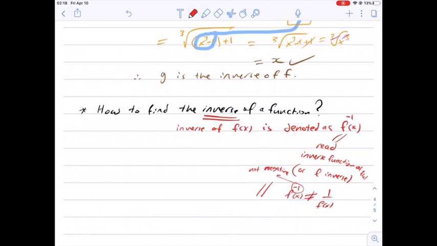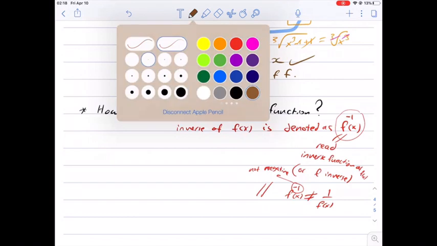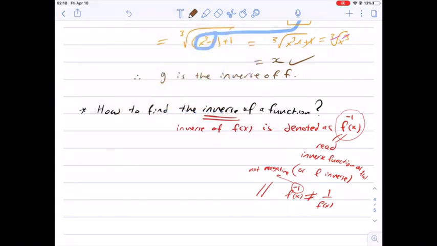This is just a simple notation that shows us that we have the inverse of a function. So don't confuse f inverse with 1 over f. Those are completely different. f inverse just denotes the inverse of a given function. Good. So this is the first point I want you guys to remember.